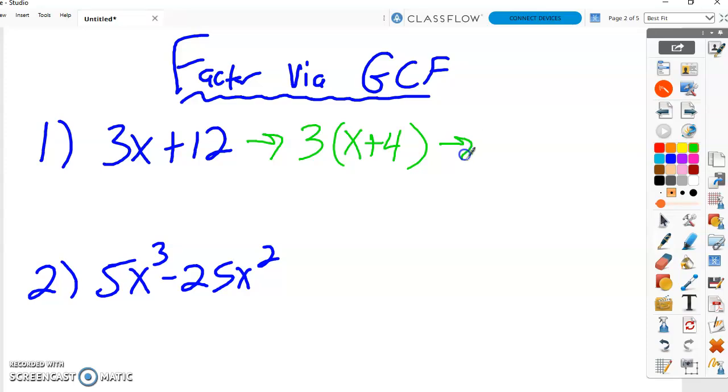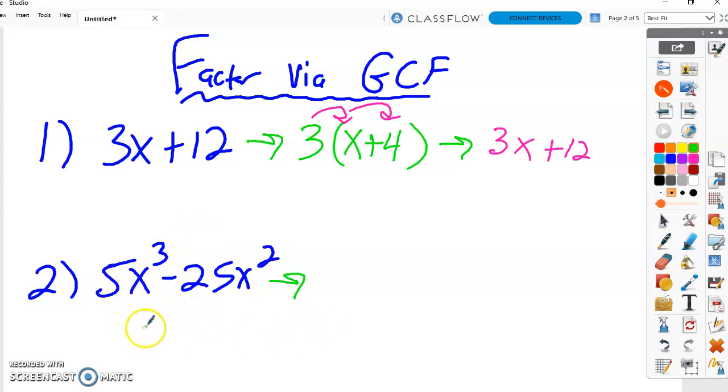Okay. So now just to double check, the way that we know that we did this correctly is if we distribute the 3 back through, we would end up with 3x plus 12 right where we started. Okay, so just a nice easy way to check. If you can multiply this back out and get back to what you started with, then we're on the right track.